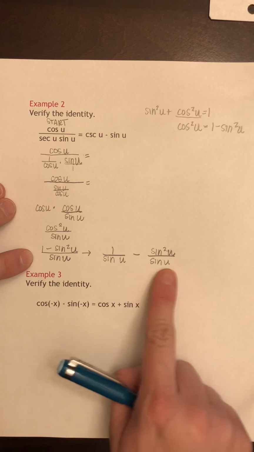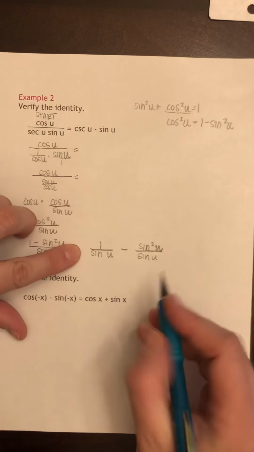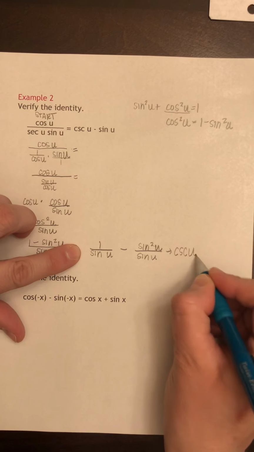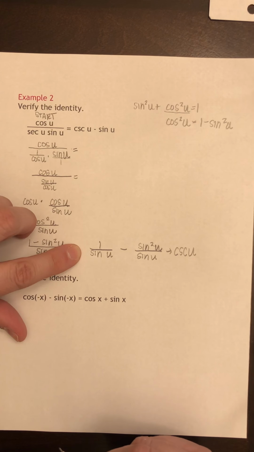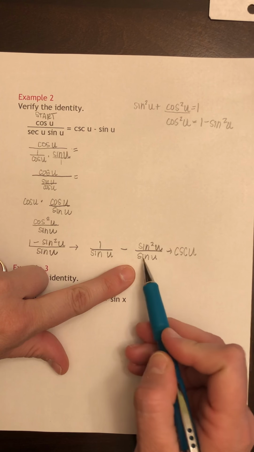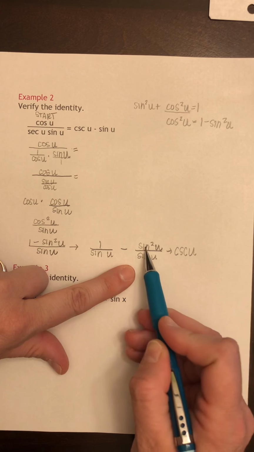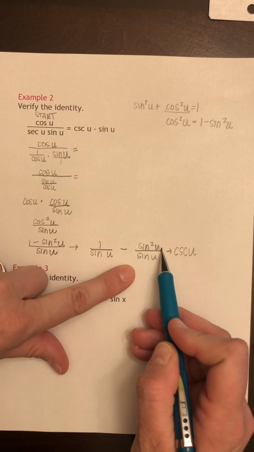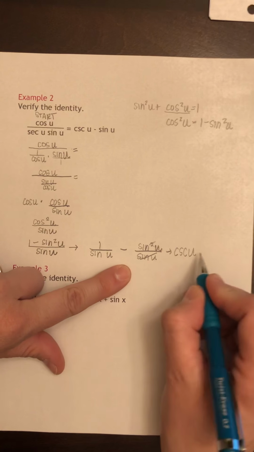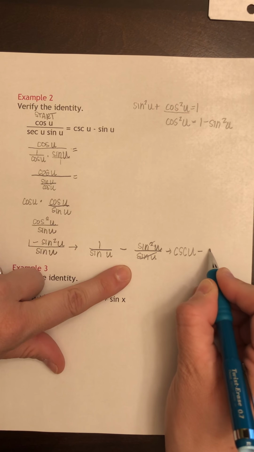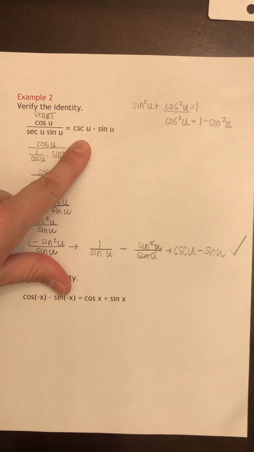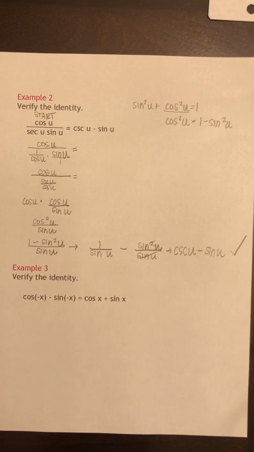breaking it up into two fractions, what do we know about 1 over sine u? Well, that would be cosecant, right? Those are reciprocals of one another. Over here, what's going to happen if I have sine squared u in the numerator and sine u in the denominator? This means sine u times sine u. So one of them is going to cancel out from the top with the one in the bottom. So I have cosecant u minus sine u, which is exactly what we wanted to have.